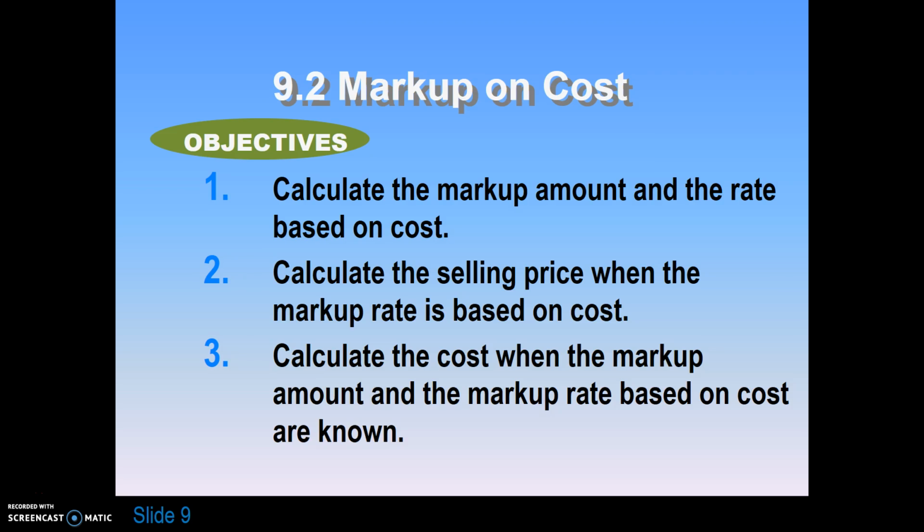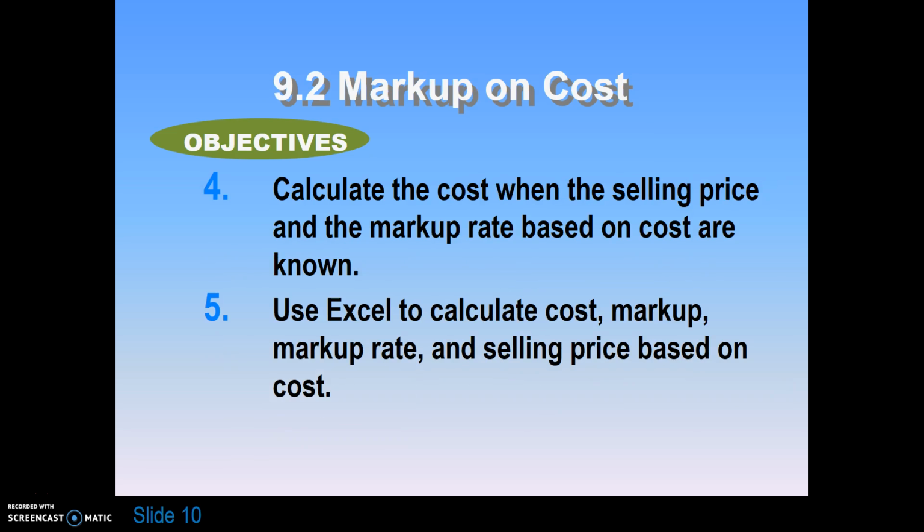We're going to calculate the selling price when the markup rate is based on cost. We're going to calculate the cost when the markup amount and the markup rate based on cost are known. We're going to calculate the cost when the selling price and the markup rate based on cost are known. And these are all A through E on your sheet. And then F is number 5. Use Excel to calculate cost, markup rate, and selling price based on cost.